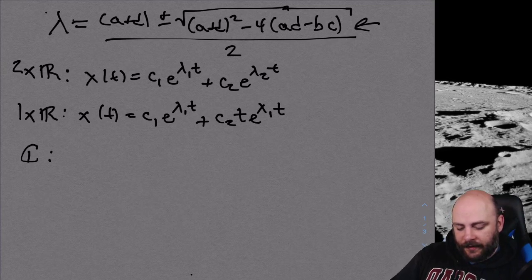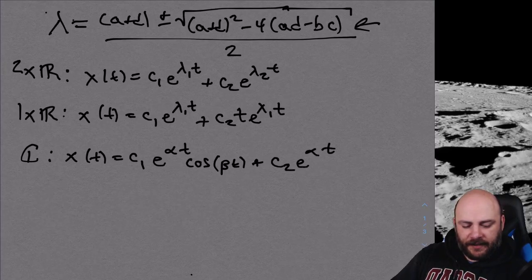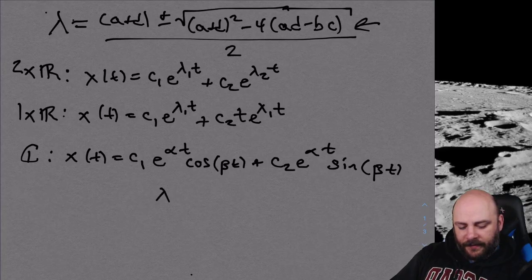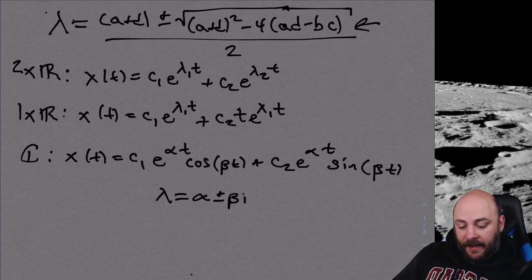Okay. We also had the complex root case. All right, and this one was a lot of work, but it ended up being, I think, fairly straightforward. It was just a lot of doing. All right, but we have c1 e to the alpha t cosine beta t plus c2 e to the alpha t sine beta t. And this alpha and beta come from the fact that our lambdas here would equal alpha plus or minus beta i once we simplified some stuff, our complex roots.